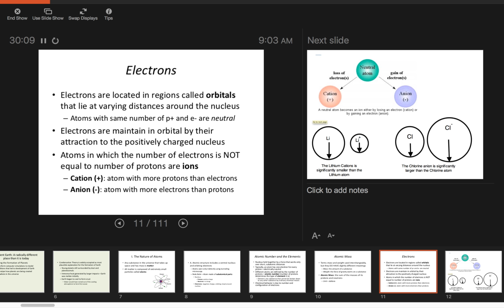Electrons are maintained in their orbital by attraction to their positively charged nucleus, but yet they don't crash into the nucleus. So we know that opposite charges attract. They are being held by the nucleus, but they have enough energy to be held away at a certain distance so it doesn't crash. Atoms in which the number of electrons is not equal to the number of protons are called ions. So, on the periodic table, those black numbers on the top, those are usually what charge those elements would be if they were ions.